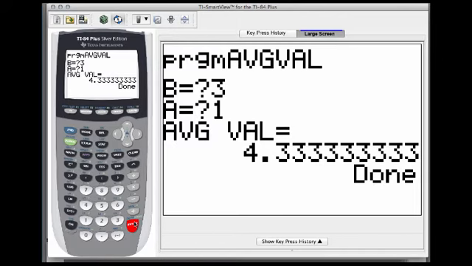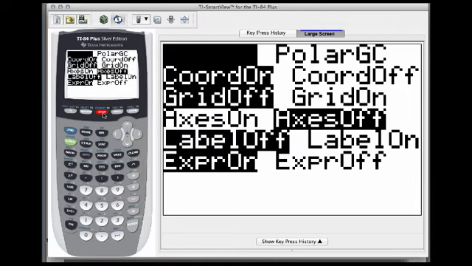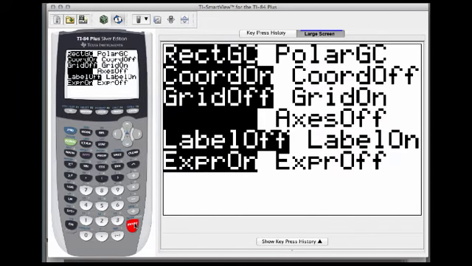So let me show you how to turn your axes back on. All right. What you'll want to do is go under second zoom. It says format over it. So if you do second zoom, you'll notice the fourth line down is axes on, axes off. That's where you have to change it. Please do remember that, because if you're in the AP exam and you go to use this program and then you forget how to turn your axes on, there's nobody to ask.